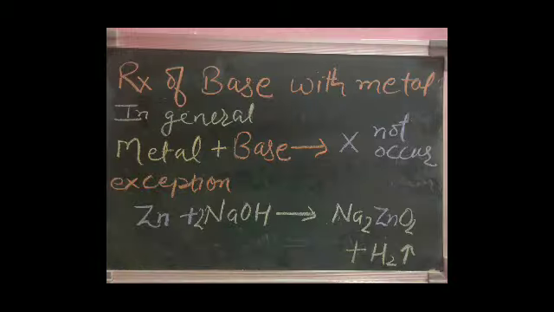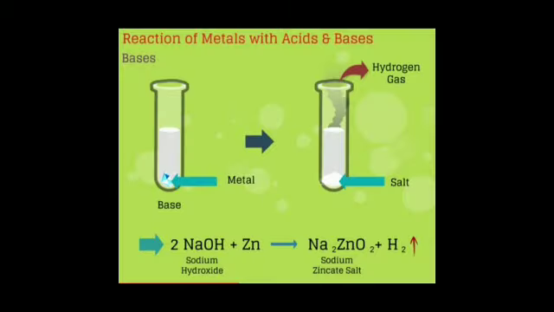The next part is the reaction between base and metal. In general, metals do not react with bases. But there are some exceptions. There are some bases which react with metals. Like sodium hydroxide, when it reacts with zinc, it forms sodium zincate and produces hydrogen gas too. Sodium zincate is the salt which is produced when zinc reacts with sodium hydroxide, and it also releases hydrogen gas.